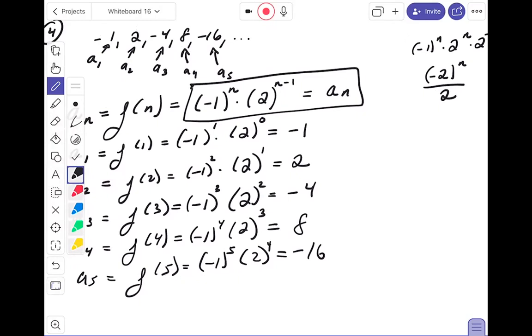I want to point out, though, this is probably the easiest one to write down, the one that's in the box. So what I want to do is get my little red pen out, and I'm going to go back to the answer key and check it. And what's the answer key say? It says minus 1 to the n times 2 to the n minus 1. Looking good.